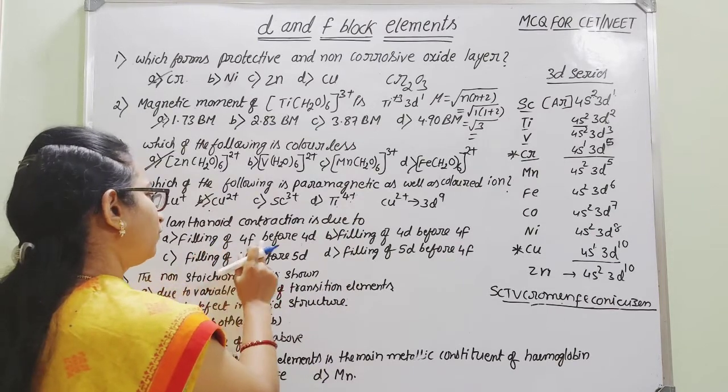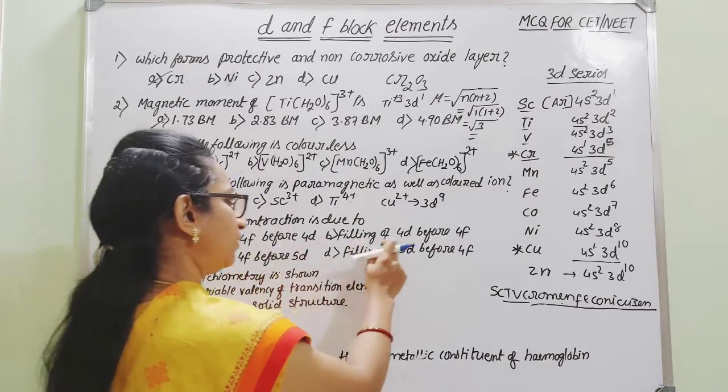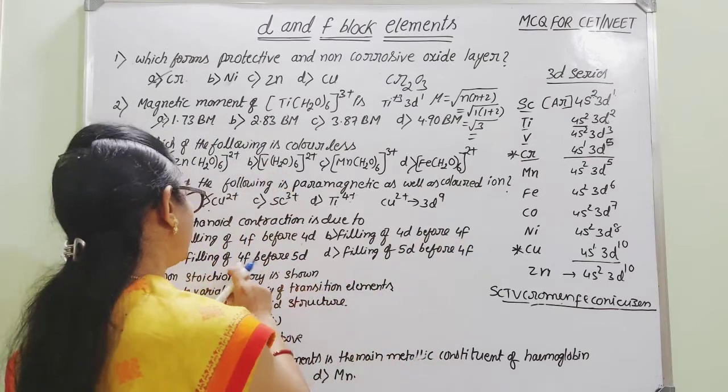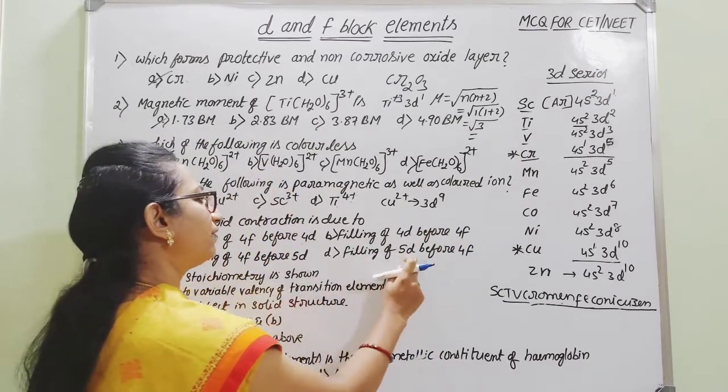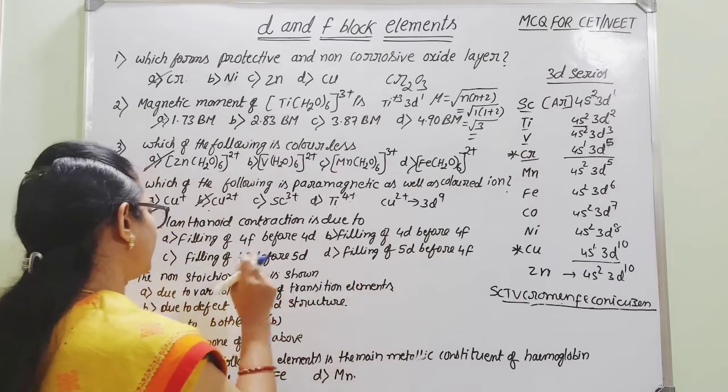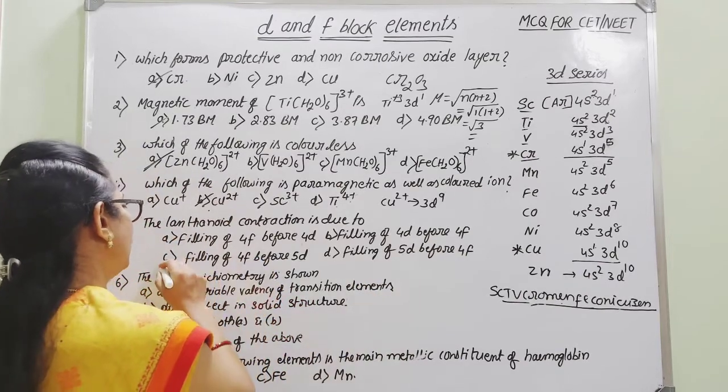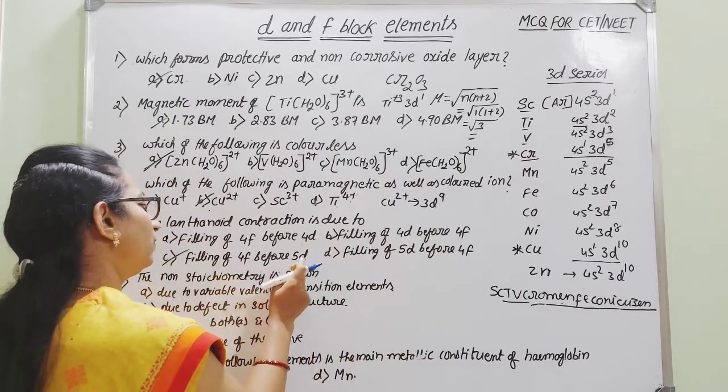First option, filling of 4f before 4d. Next, filling of 4d before 4f. Filling of 4f before 5d and filling of 5d before 4f. Here the reason is mainly due to the filling of 4f before 5d.